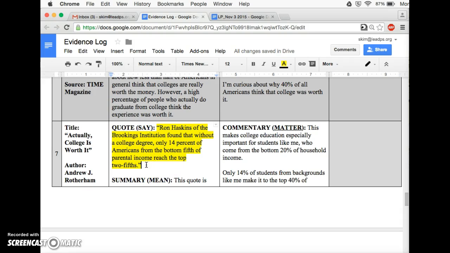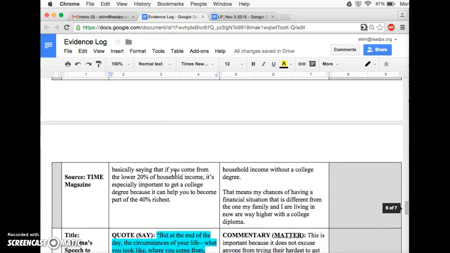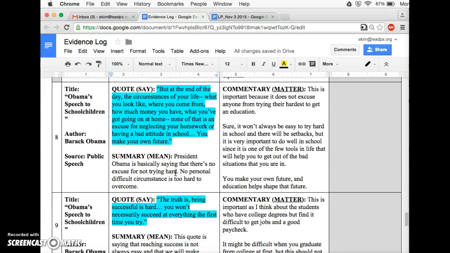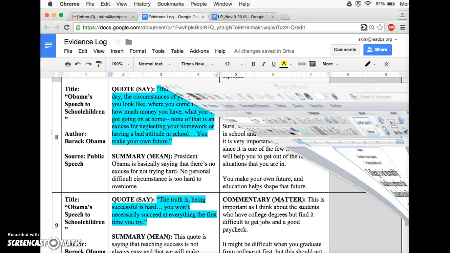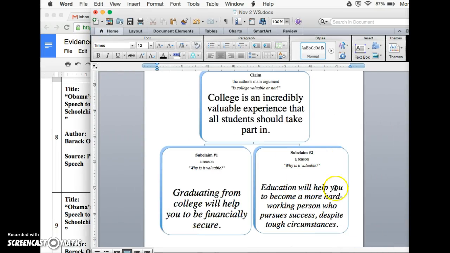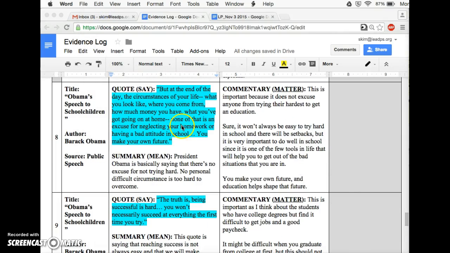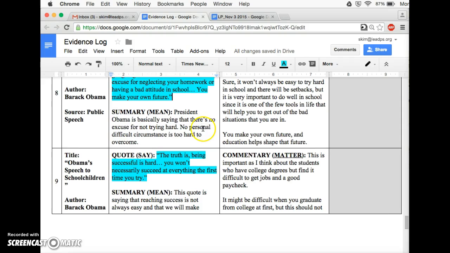I think that this piece of evidence is pretty powerful and I do want to use it. So I'm going to keep this. And then I have these two pieces of evidence that talk about my subclaim number 2, education will help you to become a more hardworking person who pursues success despite tough circumstances. I like this a lot, the circumstances of your life. I think this connects really well with my subclaim. So I'm going to use that.